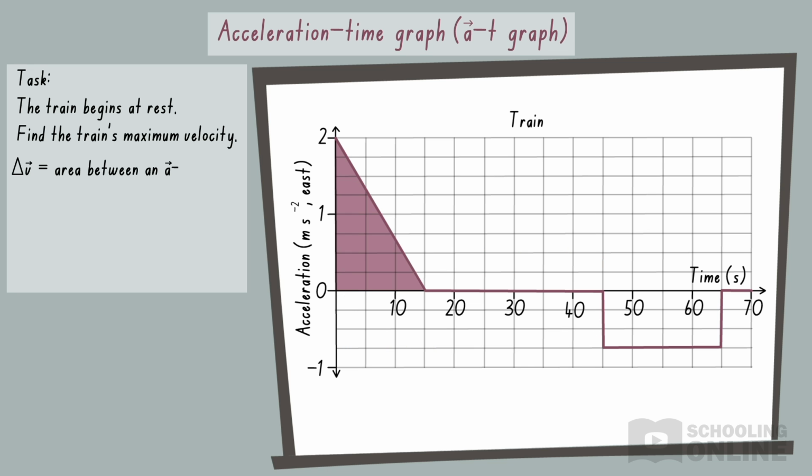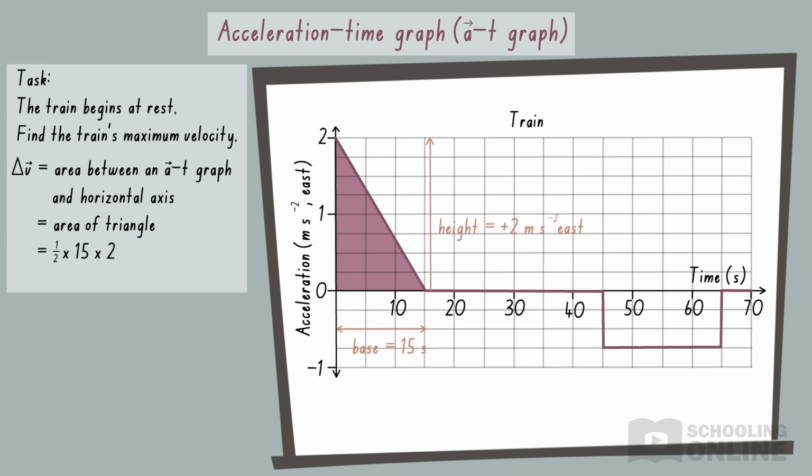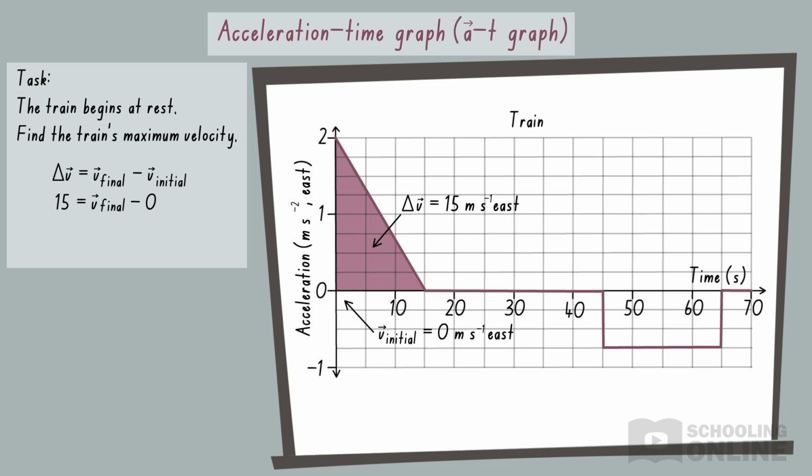Once again, we annotate the figure and calculate the area of the shaded region. This time, it's a triangle with a height of 2 metres per second squared east and a base of 15 seconds. Since the area of a triangle is half base times height, the change in velocity is 15 metres per second east. Putting this all together, we find the train's maximum velocity is 15 metres per second east.